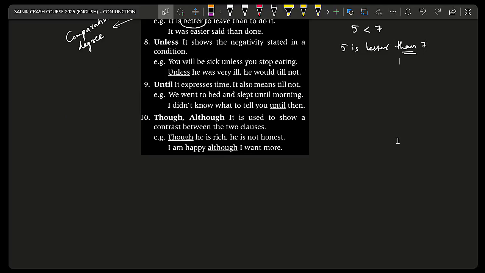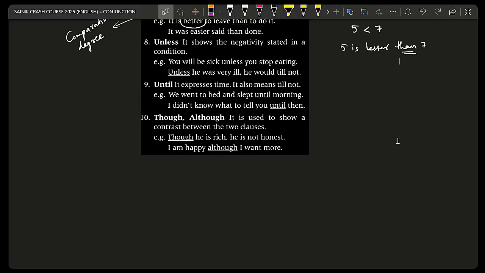Contrast means everybody is assuming that, for example, somebody is rich, so there is no condition that you should be honest. That means one good quality and one bad quality, if you want to combine, you should use though: though he's rich, he's not honest. I am happy although I want more. That means if anybody is wanting more, definitely they are not happy, they are very sad. That means they expect something. But this person, although they want more, they are happy, that means two contrasting things.